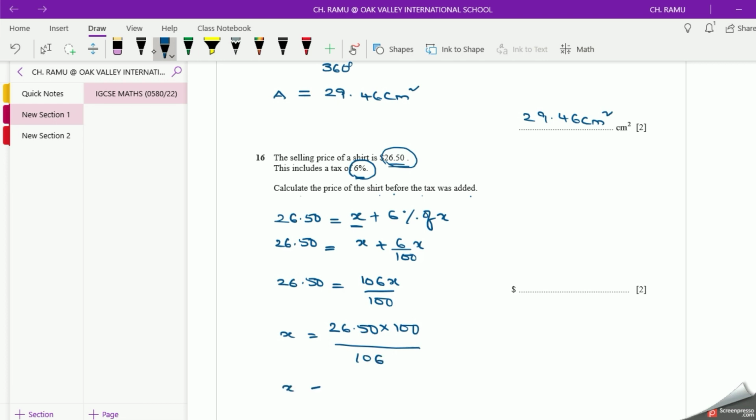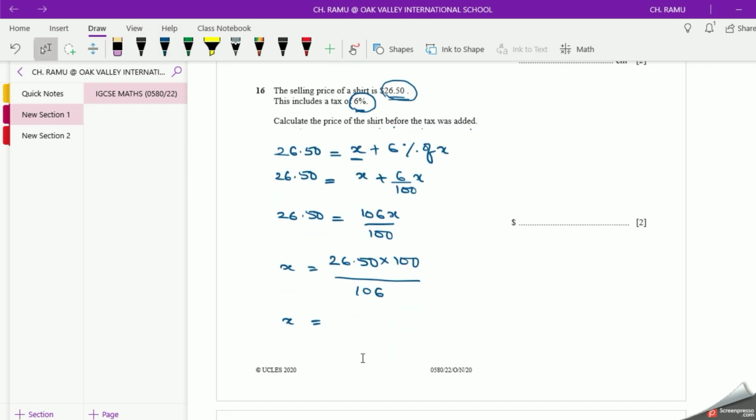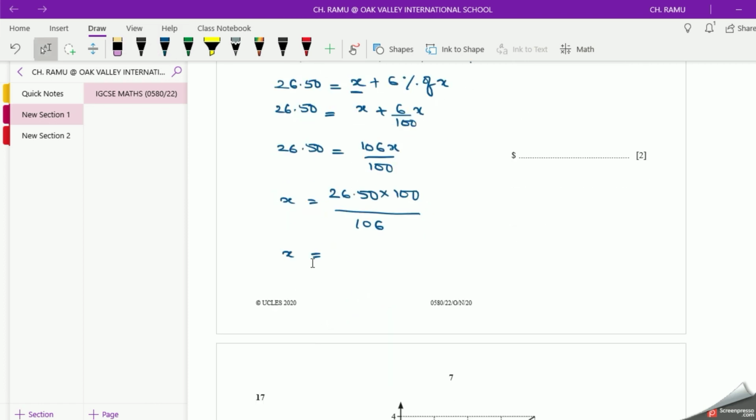So finally X is equal to, we can use the calculator, 26.50 into 100 divided by 106, that is equal to 25. So the cost is $25.